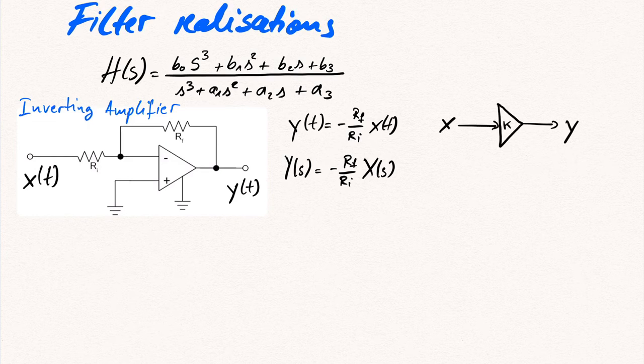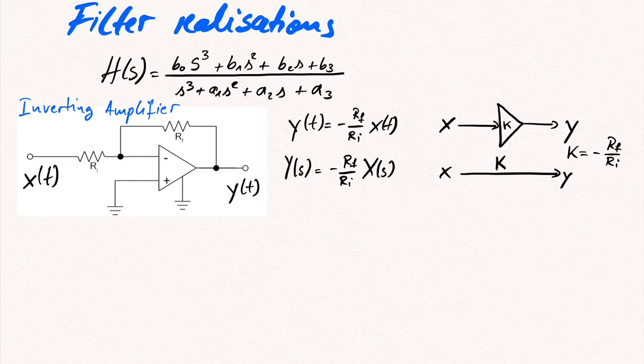In block diagrams, such amplifiers are usually visualized with a triangle, with amplification factor k, which in this case is equal to minus Rf divided by Ri. An alternative way to mark the transition between the input signal x to the output signal y is by simply writing the amplification factor k above the line connecting the two signals.